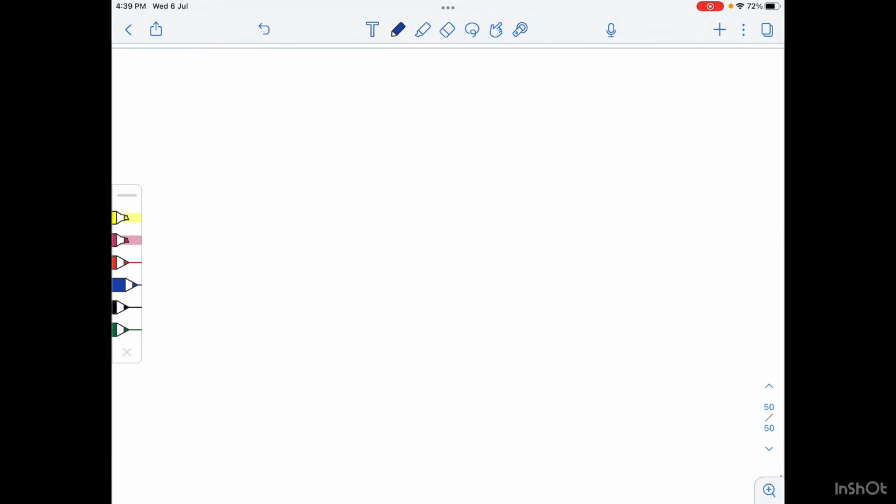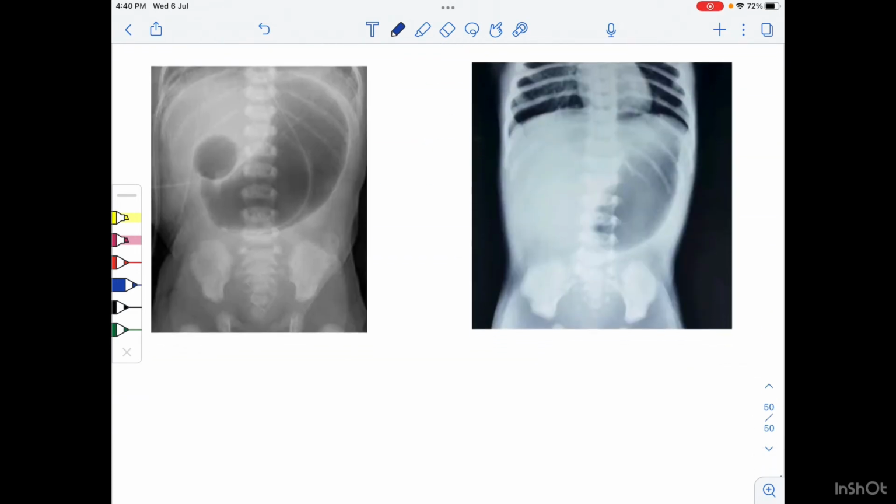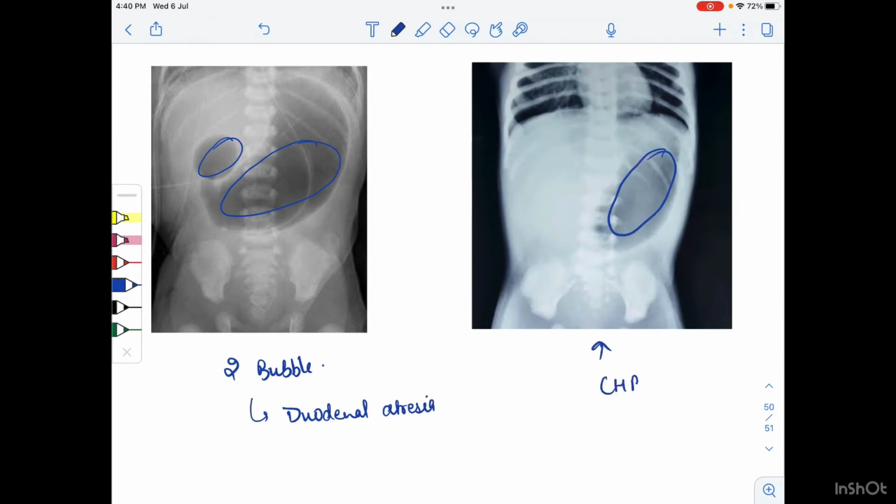Let me show you some images. As we see in this image, there are two bubbles, so it is duodenal atresia. While in this image we see only one bubble, so it is CHPS, congenital hypertrophic pyloric stenosis, because only one bubble is there.